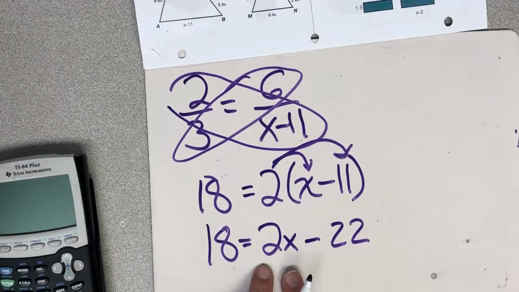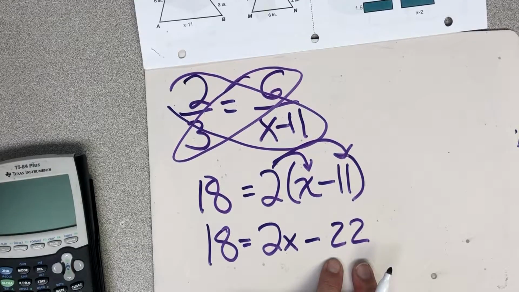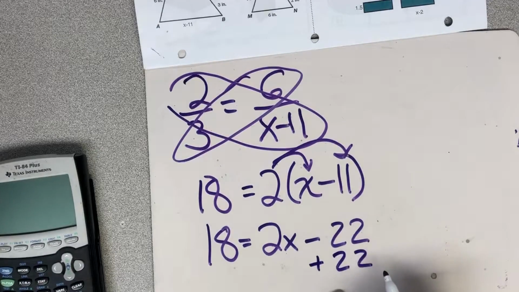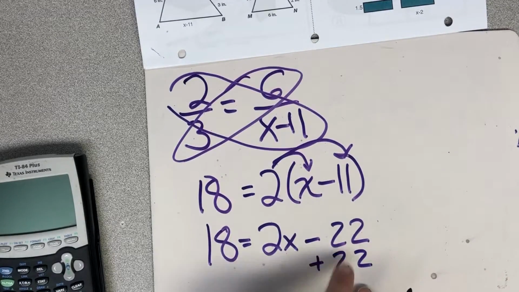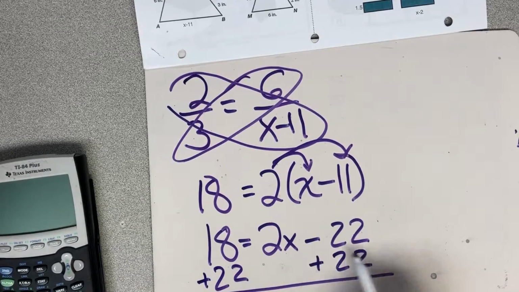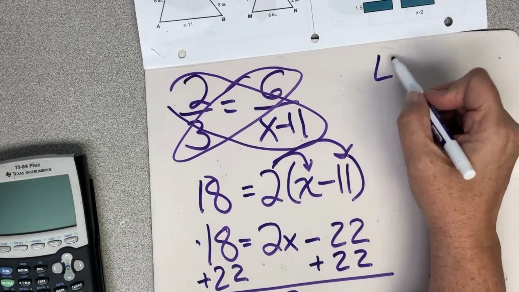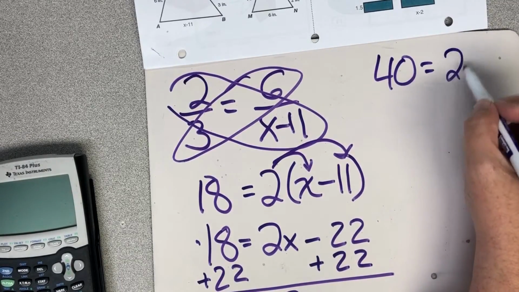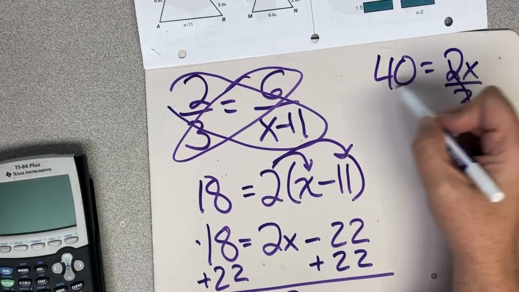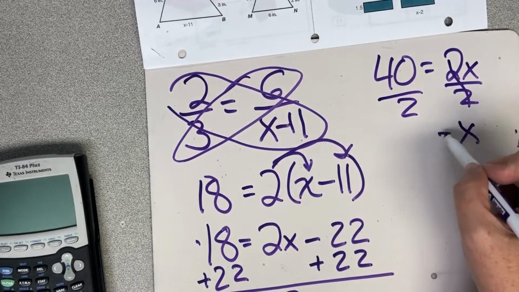I want the x alone, and I don't want any regular numbers over here. So I don't want the negative 22. So I'm going to use an additive inverse. Because it's 2x minus 22, if I add 22, I get 0. That's what I want. So that's gone. And I get 2x, 18 plus 22, carry your 1, is 40. 2x equals 40. Divide both sides by 2, and I get x equals 20.